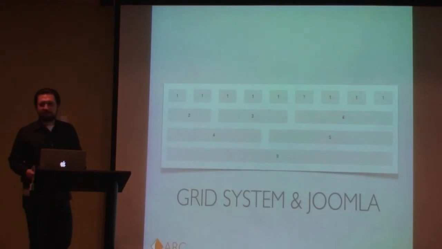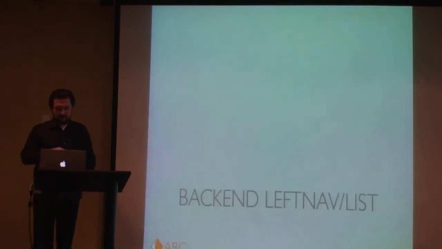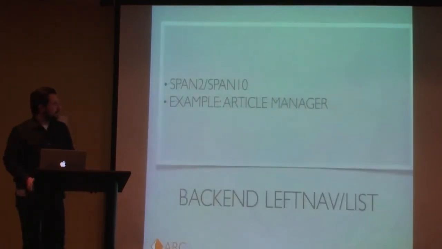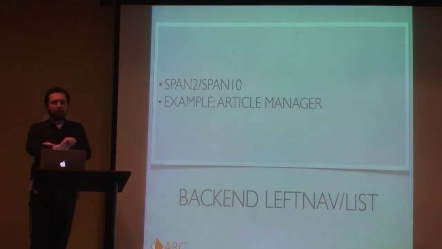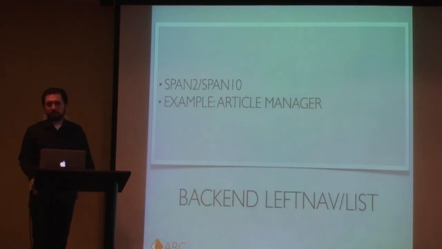Again, the grid system's the same. Example on the back end: the article manager, for example, has the left column as a span 2, and then the rest of the article is a span 10. The nice thing about Joomla 3.0 including Bootstrap is that the entire backend is responsive as well. So you can actually go into it with a tablet or mobile phone, and it's maybe not the greatest editing environment, but it's a lot better than Joomla 2.5.